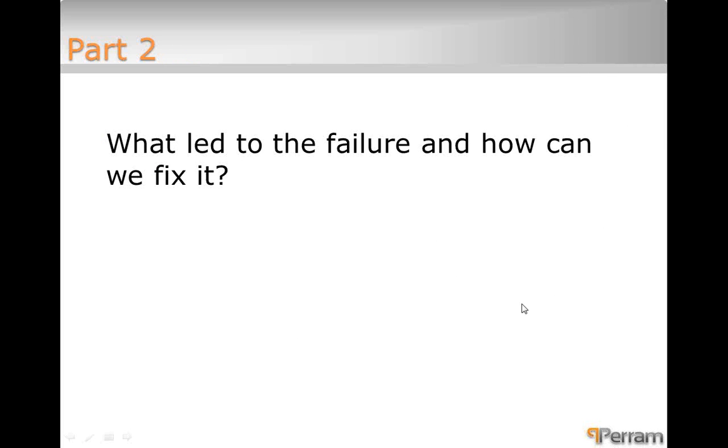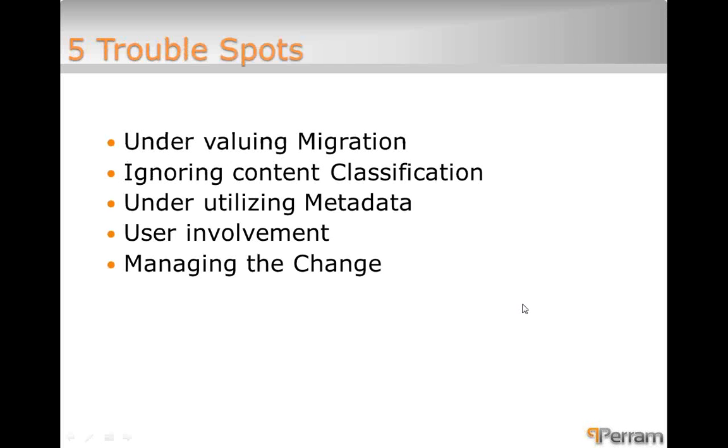So, part 2, we're going to talk about what led to this failure and how can we fix it. So we speak with a lot of organizations, and these are some of the trouble spots that we see with the traditional ECM deployment approach. First one, undervaluing migration, and we're going to spend a bit of time on each one of these. Ignoring classification, not utilizing metadata to its fullest capabilities, lack of user involvement in the deployment process, and then managing the change.